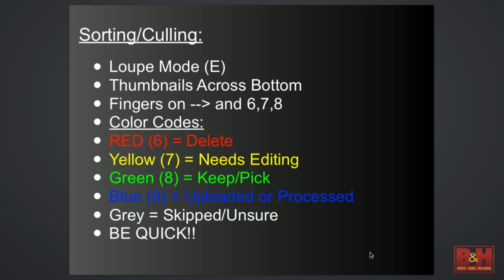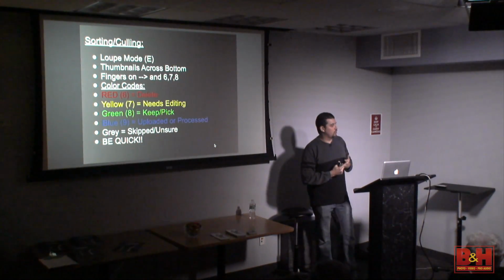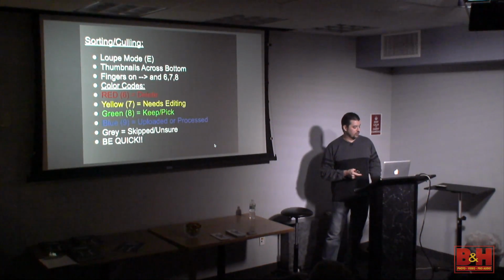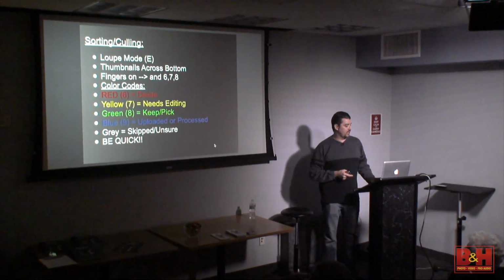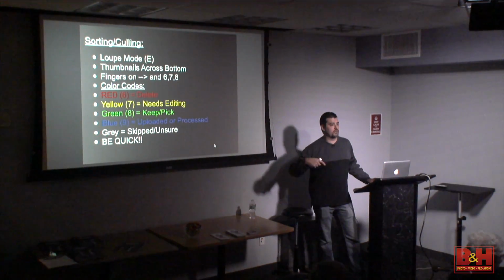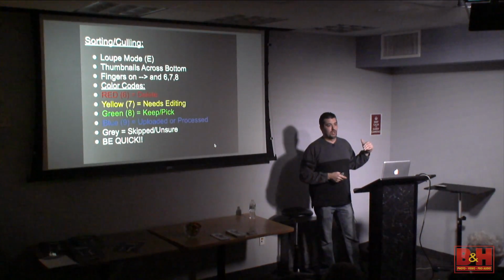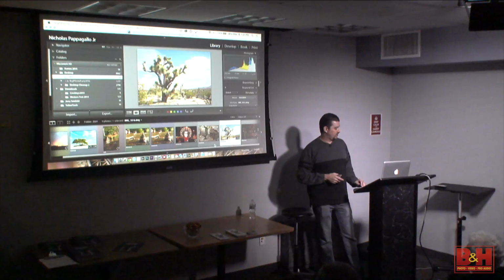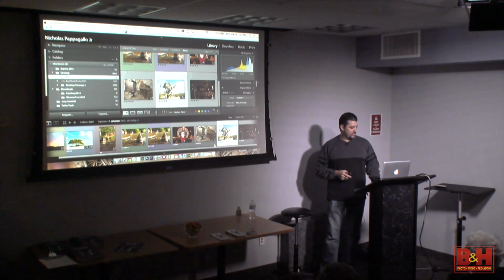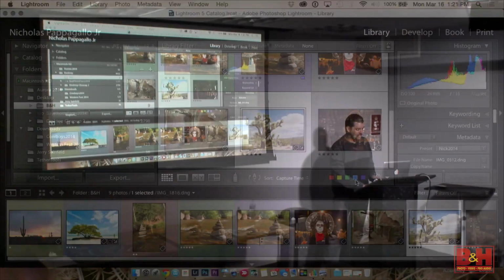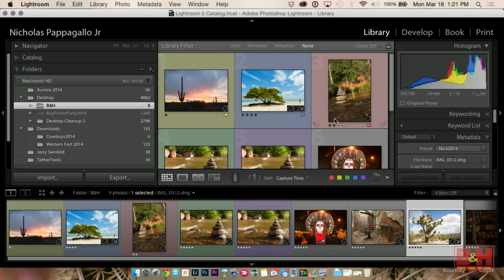So every time I hit the number 6, it does not delete it like it says up here. It makes it red, which my definition for red is delete. Yellow needs editing, and 8 is green to keep and pick. So you can make those for whatever you want. My blue is uploaded. So when I put something up on Fine Art America or on my SmugMug site to sell, I make it blue so I know that I don't have to go back and edit that. And if you look on here, when I go to grid, you can see the colors kind of popping up there as you go through them on that screen there.